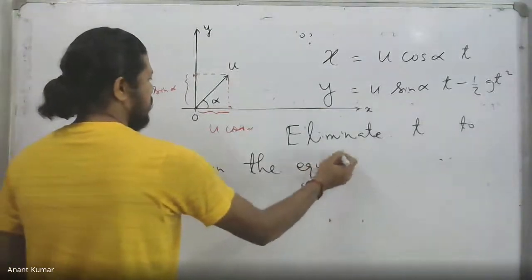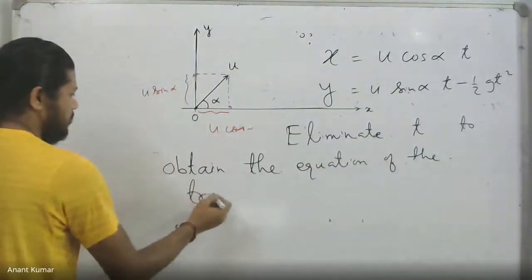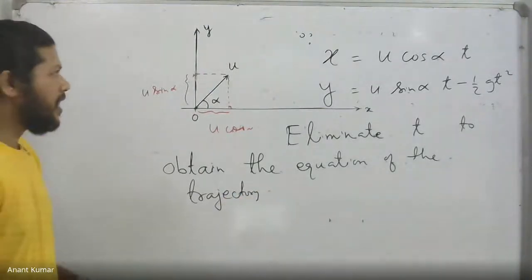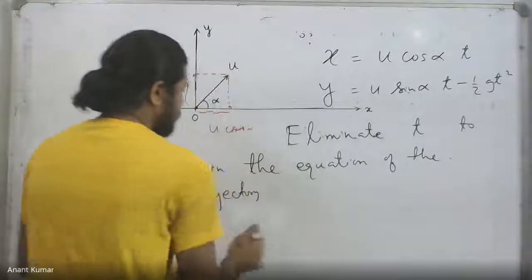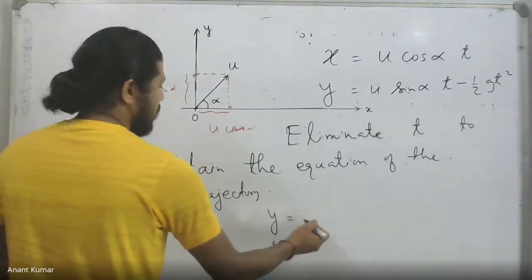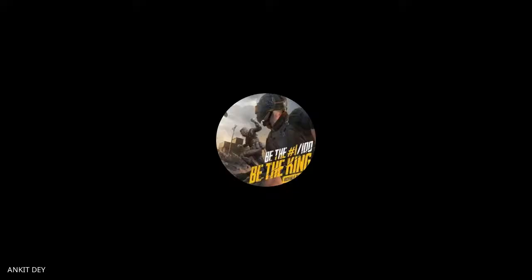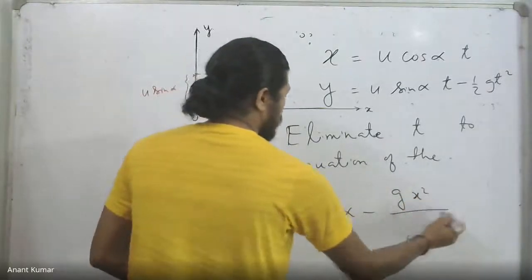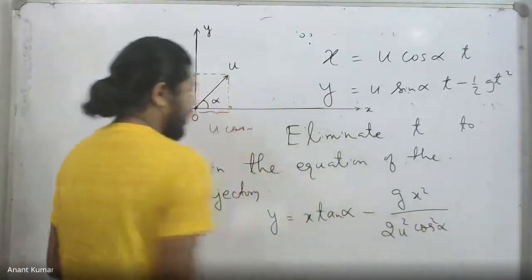The equation of the trajectory: the idea is to just put the value of t from this first equation into the second one, and upon simplification that will give us y equal to x tan alpha minus g x square divided by twice u square cos square alpha. That becomes the equation of the trajectory.